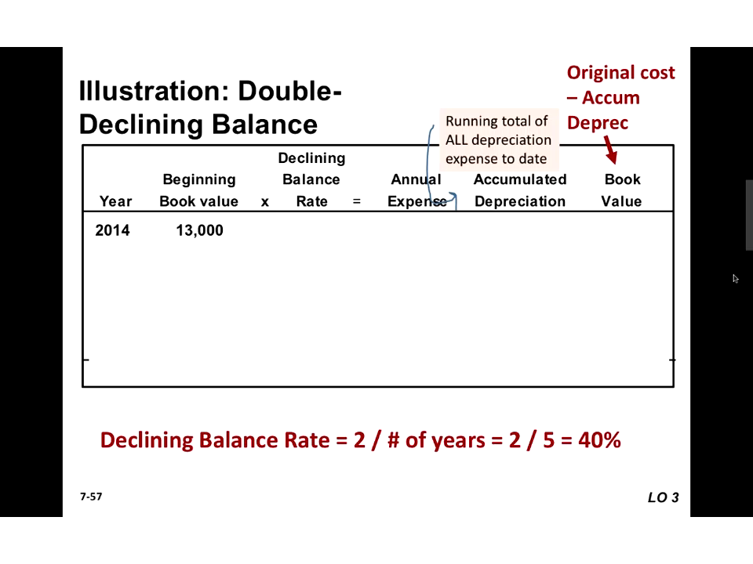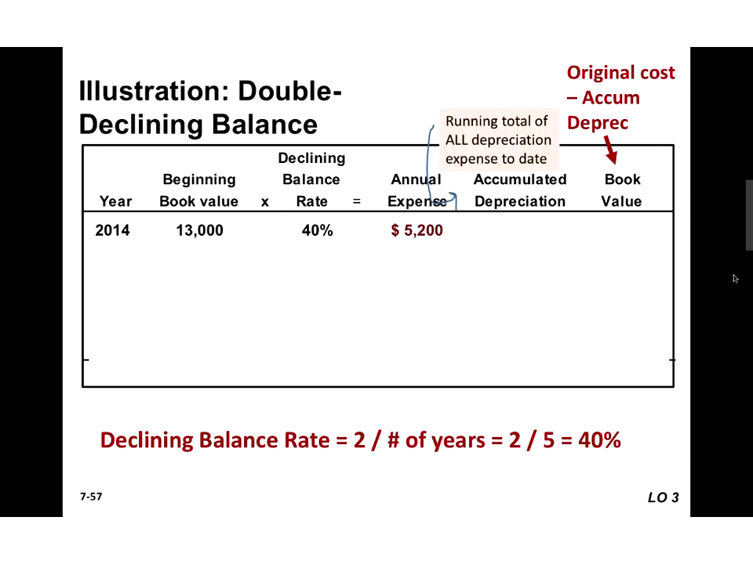So we're taking the beginning book value. Book value is always our original cost less our accumulated depreciation. When we start, we have no depreciation. So we have $13,000 as our beginning book value, times this rate of 40%. We got the 40% rate down there at the bottom. It's always 2 divided by the life in years. So 2 divided by 5 is 40%. So I'm going to take $13,000 beginning book value times 40%, and I get $5,200.